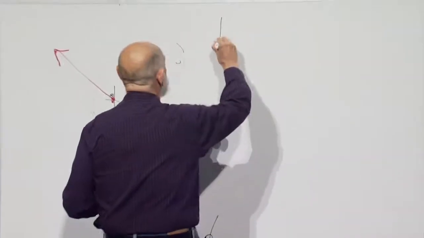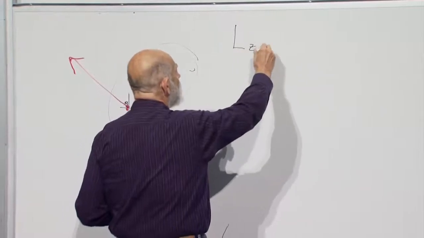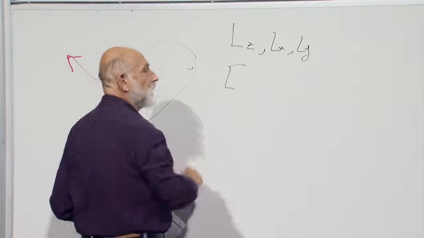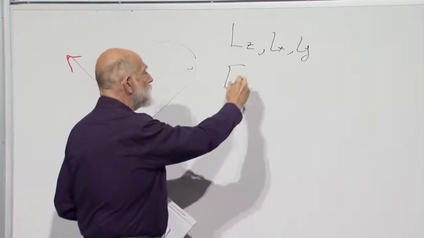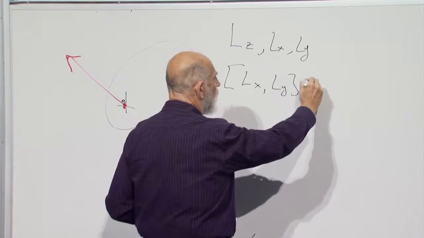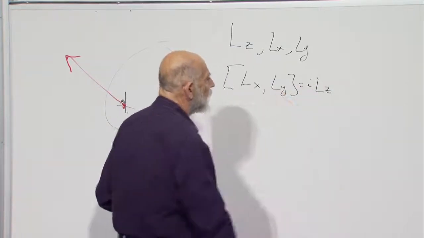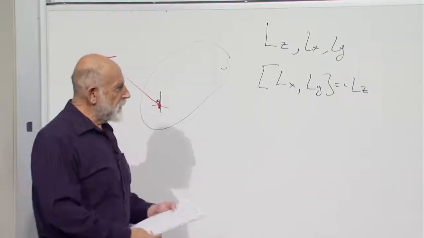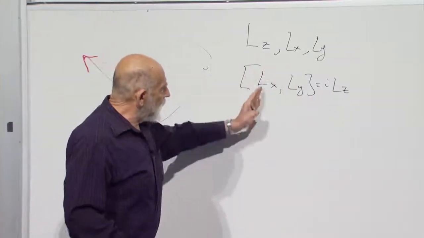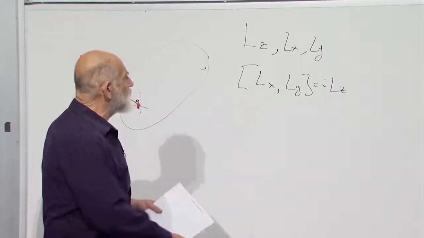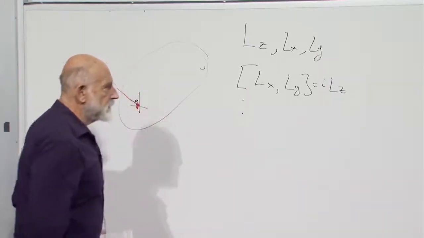We started with the angular momentum operators, Lz, Lx, Ly. We found out that they have certain commutation relations. Lx with Ly equals iLz. There are h bars in here, but I'm not going to belabor them. I don't care about them right now. Lx, Ly equals iLz, and cyclic permutations, two more like it.